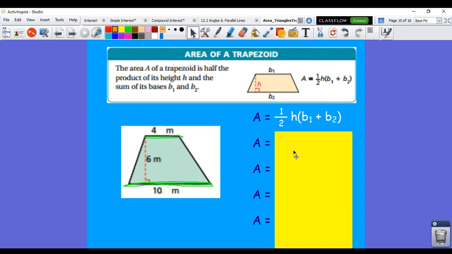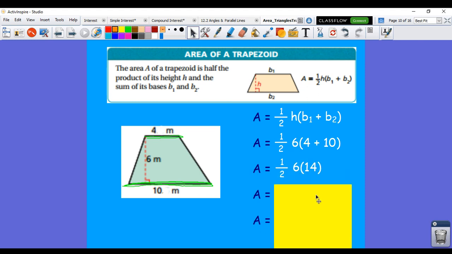B1 and B2, it doesn't matter which one you label base 1 and base 2, as long as it's the sum of the bases. So you could put 4 plus 10 or 10 plus 4. Our commutative property of addition tells us it doesn't matter what order we add numbers in. Then you're going to start solving. Follow the order of operations. We have to start inside the parentheses first. So 4 plus 10 is 14.